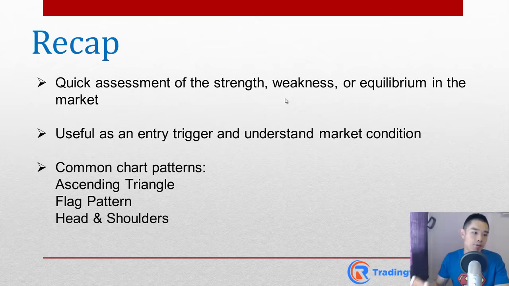So with that said, a recap of what chart patterns do. Number one, they give a quick assessment of the strength, weakness, or equilibrium in the market. They are useful as an entry trigger and to understand market conditions. Like for example, we shared earlier, head and shoulders tells you that the buyers are getting weak. The ascending triangle pattern tells you that the buyers are getting stronger because they are willing to buy at these higher prices. So it's useful to help you understand the current market condition.